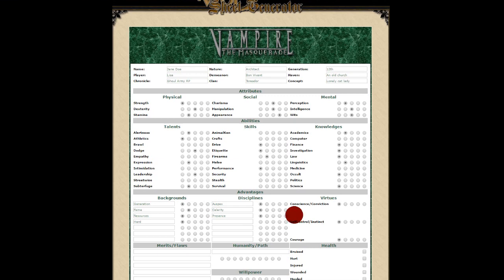Okay, and then you've got your virtues. It says here conscience, conviction, self-control, instinct. The conviction and the instinct, ignore that. That's only if you play a Sabbat character because they have different types of virtues and everything about them just works differently. Okay. So you get 7 points to divvy up here on top of the first points that you get for free. So we're going to go with 1, 2, 3, 4, 5, 6, 7.